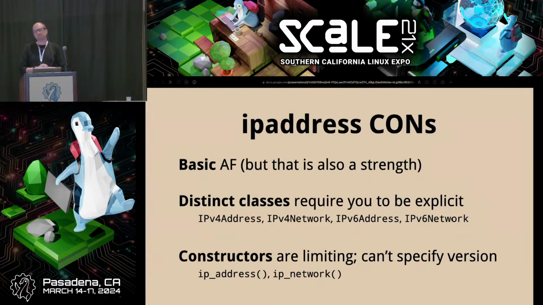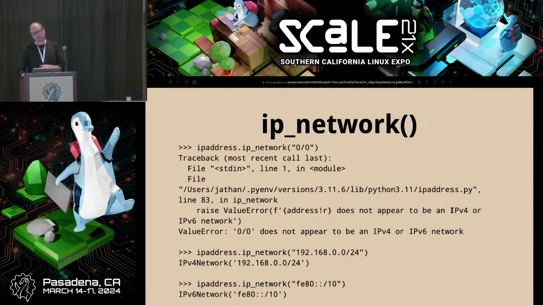If you want an IPv4 address, you have to explicitly use the IPv4Address class. If you want an IPv6 network, you have to explicitly use the IPv6Network class. But there's also these helpers, these two constructor functions, ip_address and ip_network. But again, the signatures for these are very limited. It only takes 1 argument. You can't tell it which version you want, so I'll cover some examples there. These constructors are helpful, but also somewhat limiting.